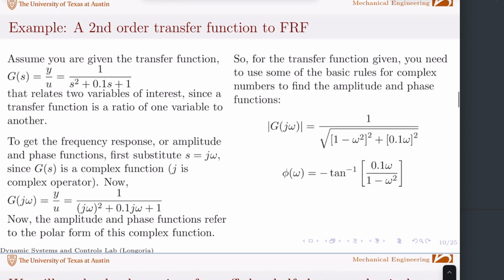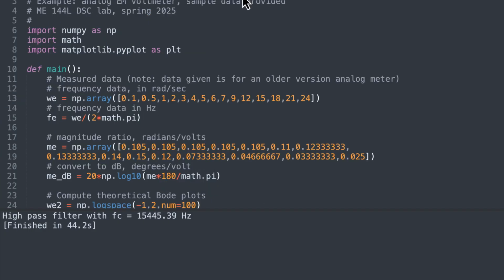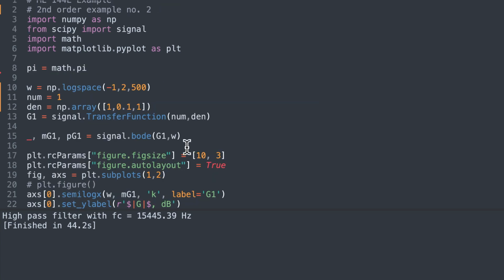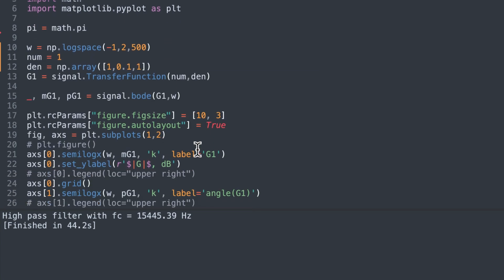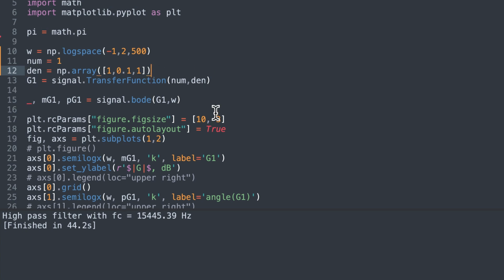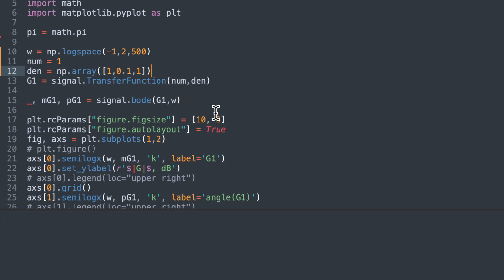I also have posted another example that you can look at, just a second order system. Let me just jump to, here it is. Another example here. Here's the numerator, denominator for you to look at, and I'll upload this code also to the Canvas page so you can see. And if you run this, you get a nice little classic second order response.